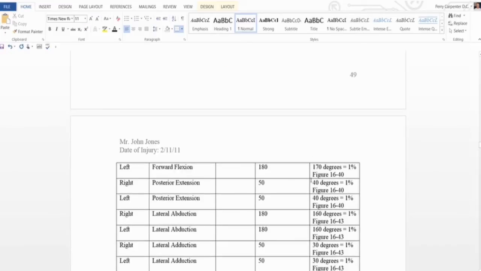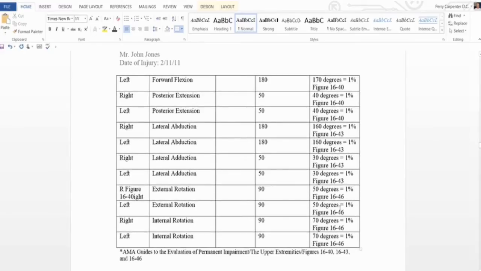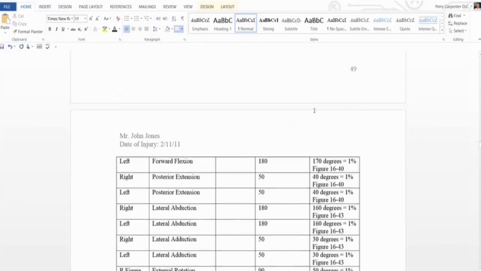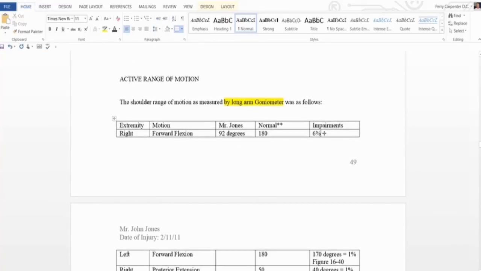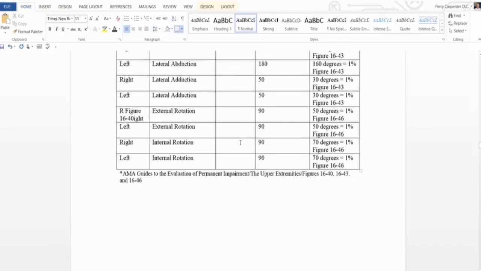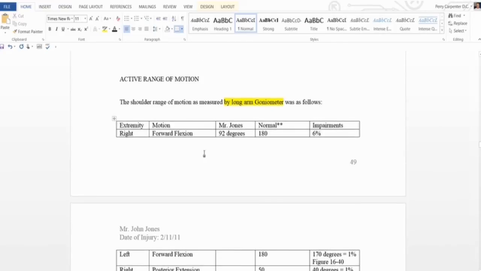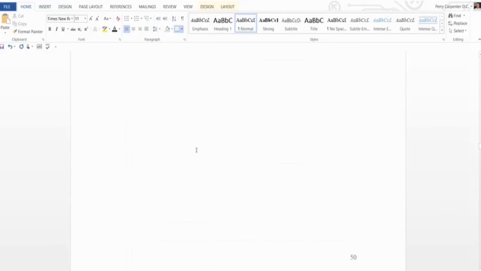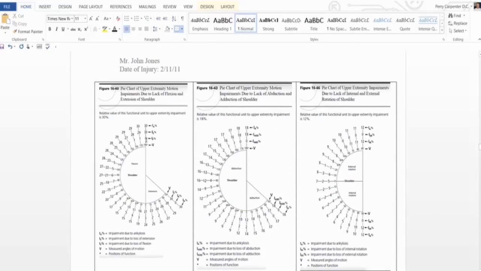Upper extremity impairment. And you complete the chart with all of your findings, and you make no further reference to it here, but you refer to it later on in your discussions of permanent impairment. So this indicates to the reader right here that according to figure 16-40, 16-43, and 16-46, there is permanent impairment based upon these findings on physical examination. And you want to lay out your template so that you have these tools with you right on your template so that you can use those immediately without having to go search for your AMA guides at a later time.